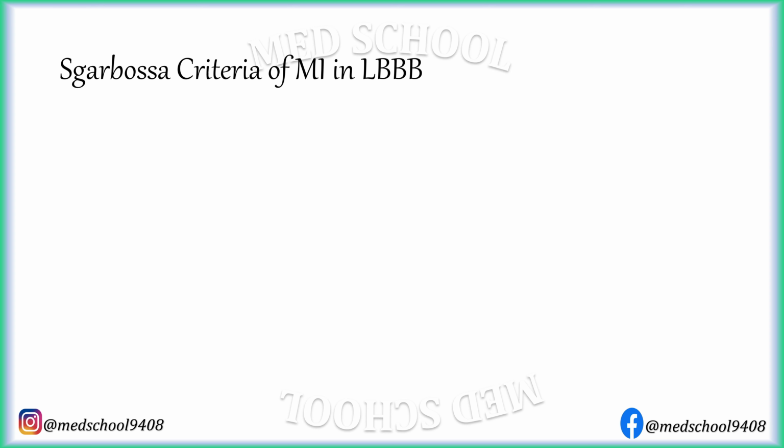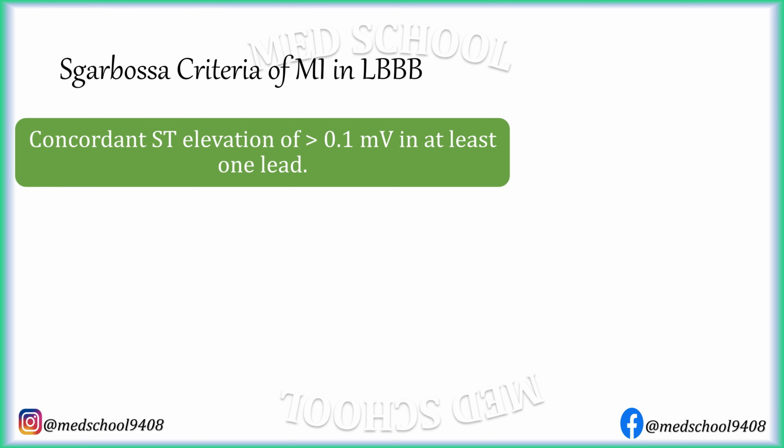It takes into account 3 ECG features and points are assigned for presence of each feature. First feature is concordant ST elevation of more than 0.1 mV, that is 1 mm in at least one lead. Here the term concordant means ST elevation and QRS complex both are positive. This feature carries 5 points.